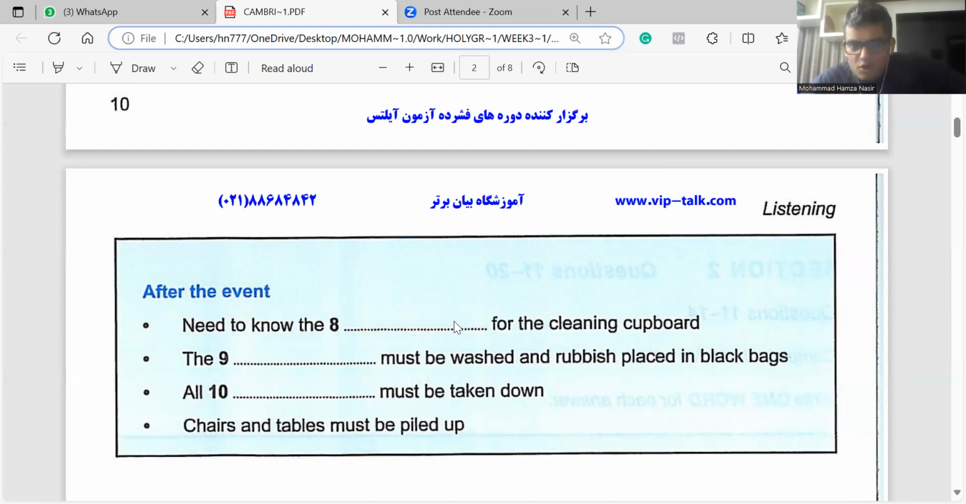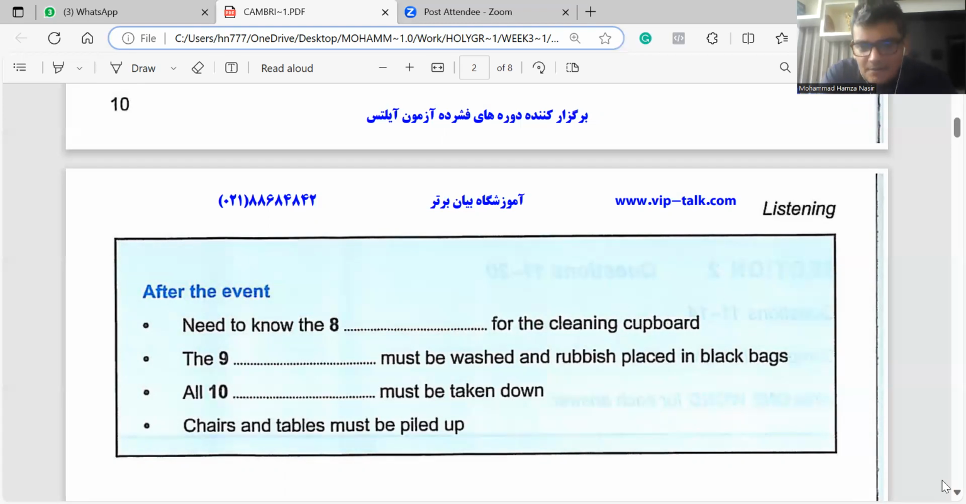Okay? The dash must be washed and placed, and rubbish placed in black bag. So washed, rubbish, black bag. That will be a keyword. Dash must be taken down, that will be a keyword. Now, it's not necessary that you're going to get these exact same words in the recording. It could be paraphrased, and that's why the IELTS is all about development of your vocabulary, just like any other English proficiency test. So all dash must be taken out, so taken out, it could also be removed, okay? So you need to watch out for that.